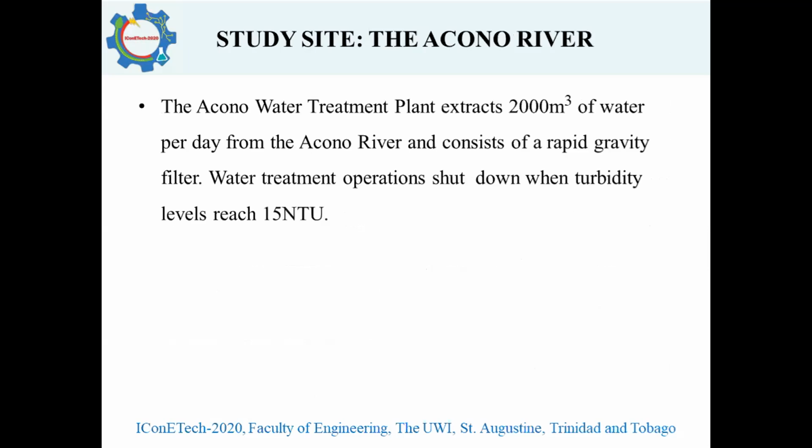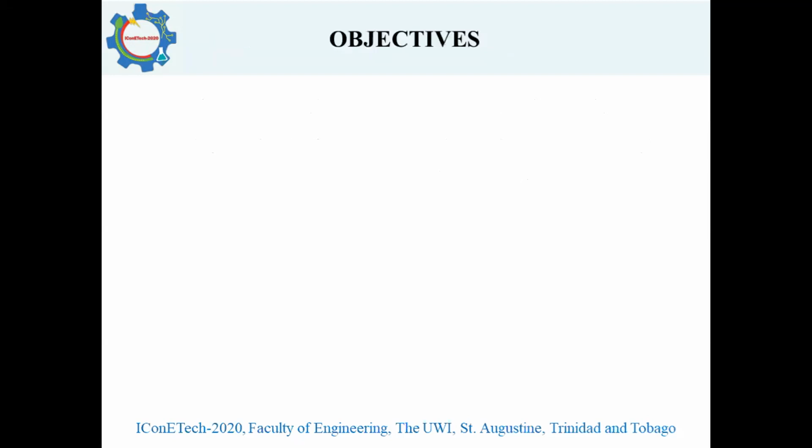My selected study site was the Acono River. This river supplies the Acono water treatment plant and extracts approximately 200 cubic meters of water per day, and it uses a rapid gravity filter to filter the water. This is just one of the surface water treatment plants in Trinidad which shuts down its operations due to high turbidity levels. When the turbidity levels reach 15 NTU, the operations are shut down. So this is a recurring problem with the surface water treatment plants.